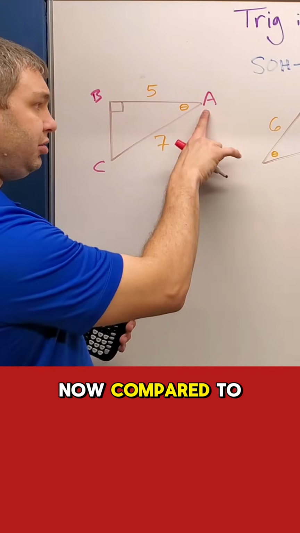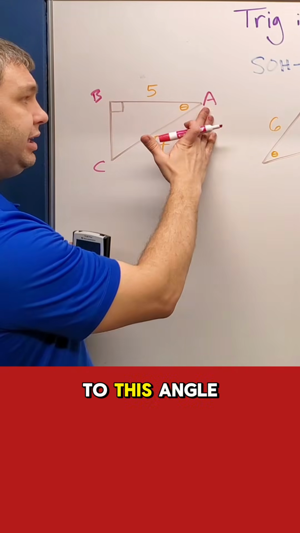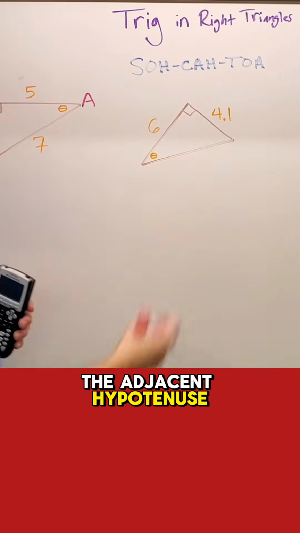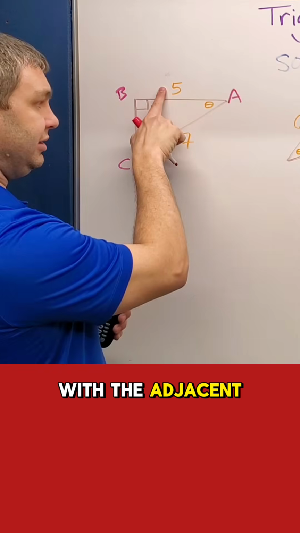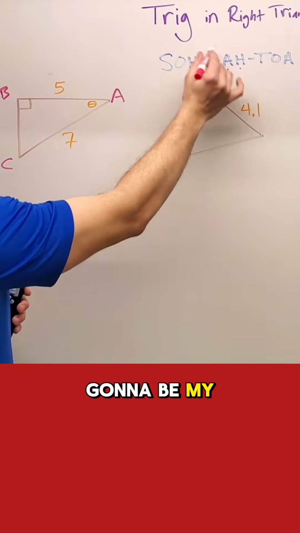All right, now compared to that angle, just like before when they used to give you an angle when you're finding a missing side, compared to this angle, we have to know, are we working with the opposite and the hypotenuse, the adjacent and hypotenuse, or so on? And they have information on this one with the adjacent side and the hypotenuse. So adjacent and hypotenuse, that is going to be my cosine.